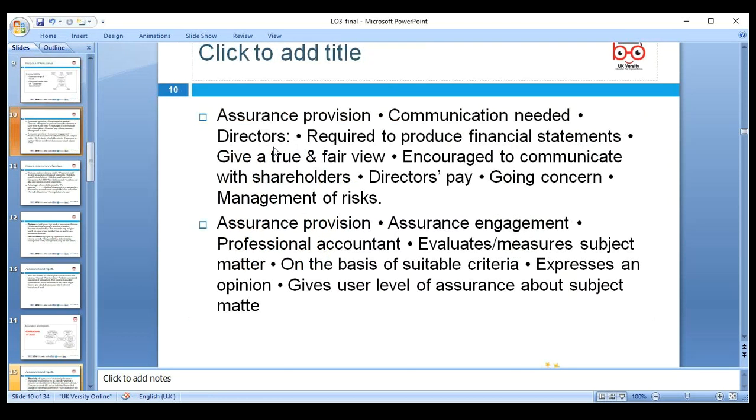Then next we look at assurance provision. Please, if you have any question you can ask, you can stop me if there's anything you don't get. Assurance provision, communication need.